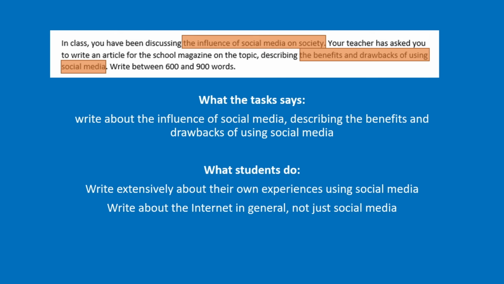Sometimes, students ignore the task and choose to write only about benefits and not drawbacks, or vice versa. This is completely fine if the task asks you to give your own opinion, but in this case, it would result in you losing lots of points because you completely ignored half of what you were asked to do.